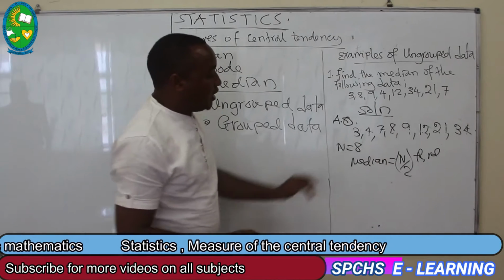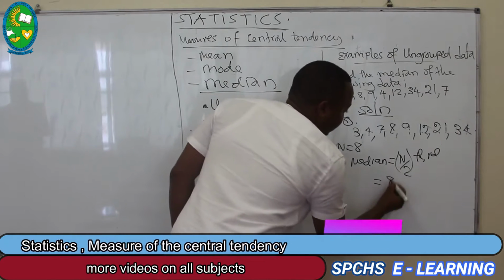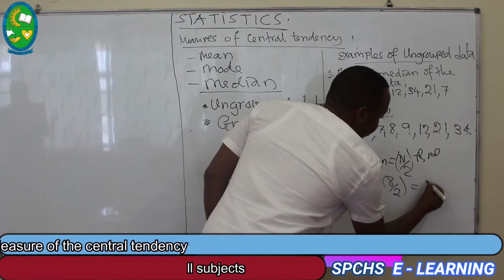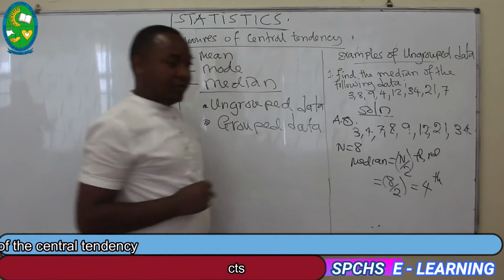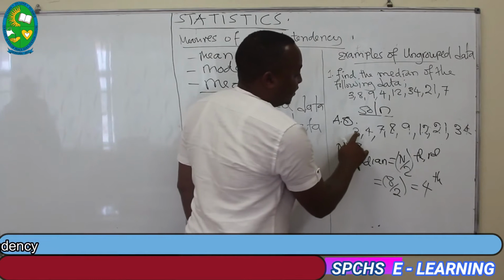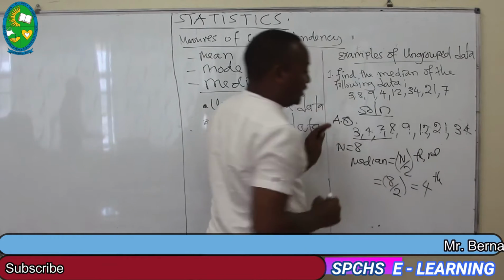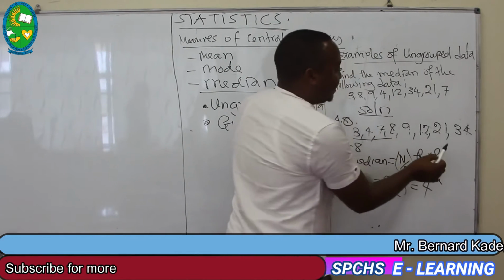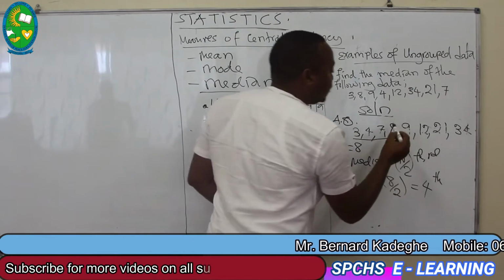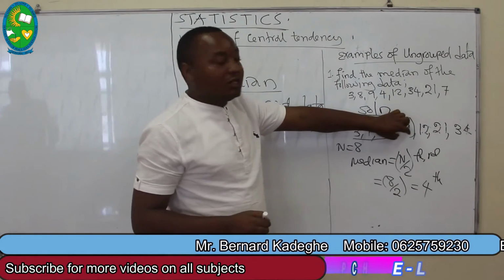So in this example our n is 8. So the median will be 8 divided by 2, which is 4. So this is the 4th term. Then you come to your order. You count the 1st, the 2nd, the 3rd, the 4th from the left side. Then you start from the right hand side: 1, 2, 3, 4. The 4th item. So you find you have two items in the midst, so you find the average of the 2.